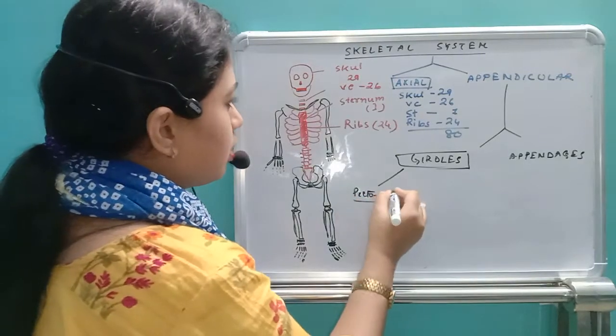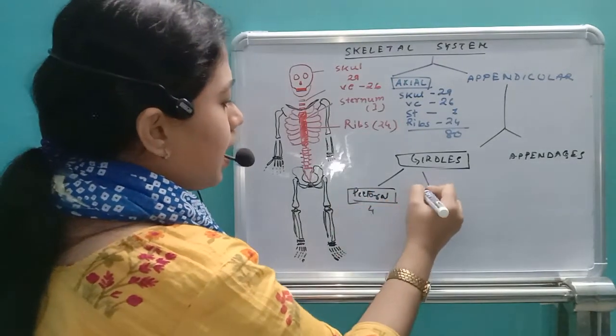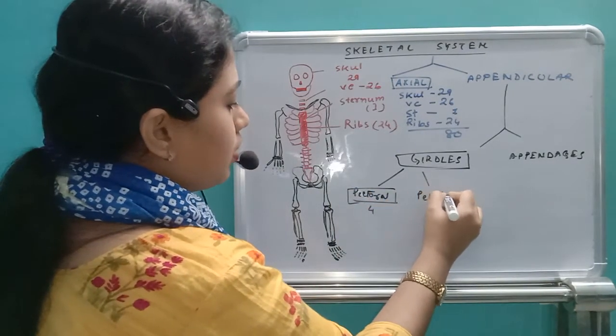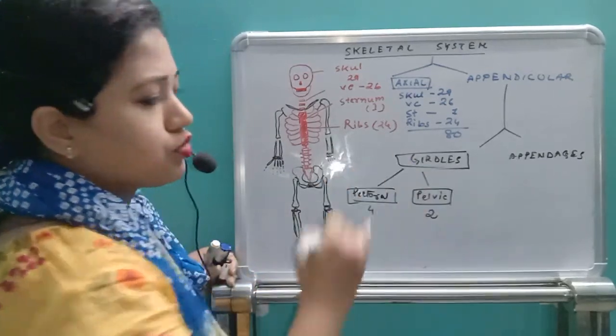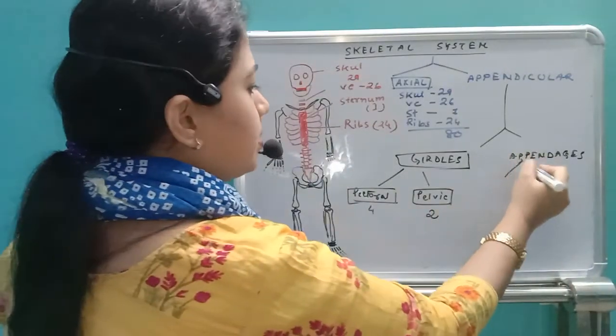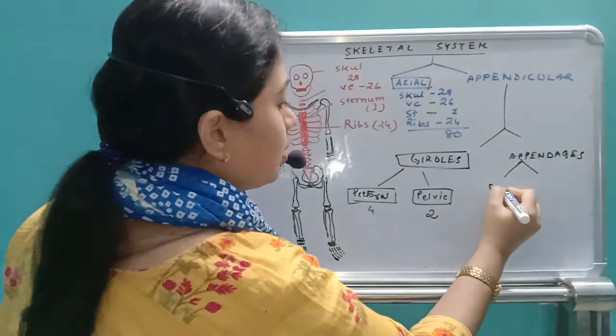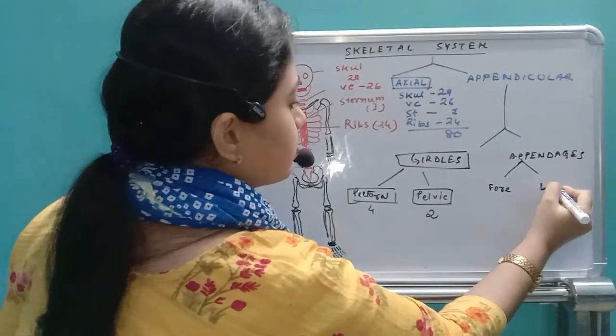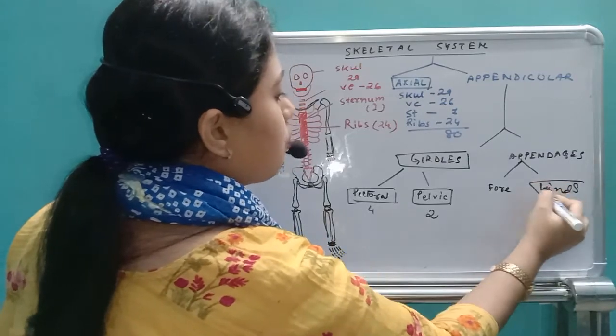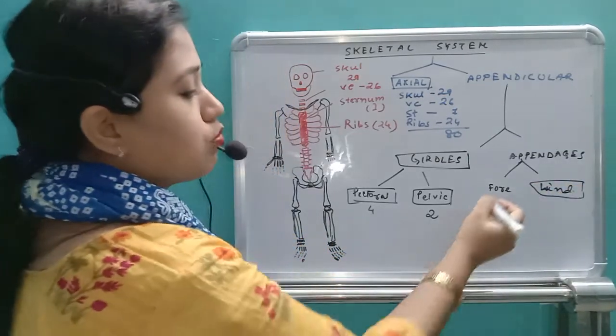So in the pectoral we have four bones and in the pelvic we have two bones, right? And in the appendages, how many appendages do we have? Four. So we have the forelimbs and the hind limbs, right? In the forelimbs and hind limbs, how many bones do we have?